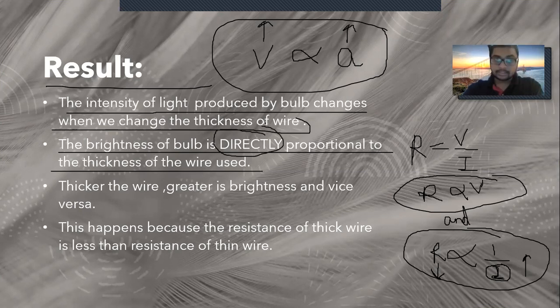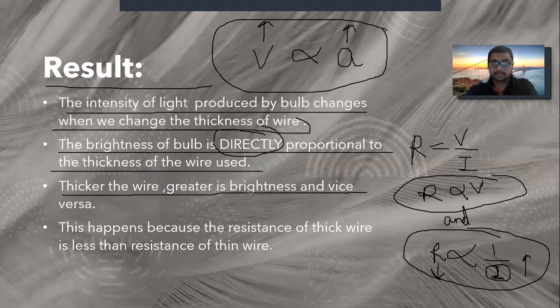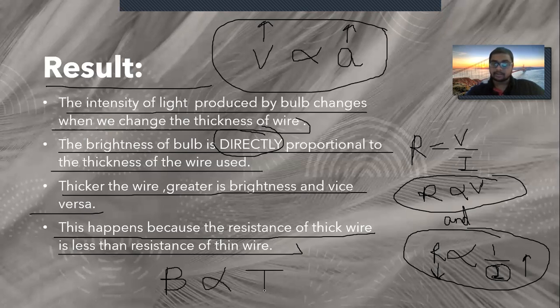As the thickness of the wires increases, the resistance of that wire decreases. That is why the brightness increases. Okay, the thicker the wire, the greater is the brightness, and vice versa. This happens because the resistance of thick wire is less than resistance of the thin wire. Okay, so I'll denote brightness by B. Brightness is directly proportional to the thickness of wire. Correct? The thicker the wire is, the brighter the bulb is.